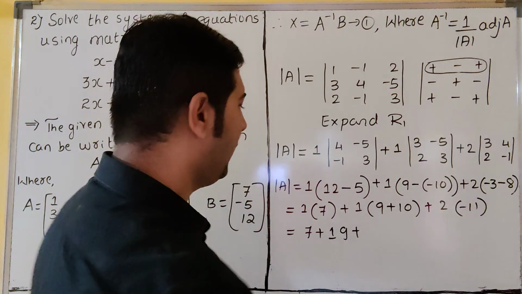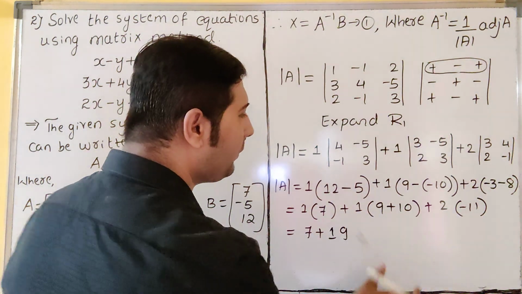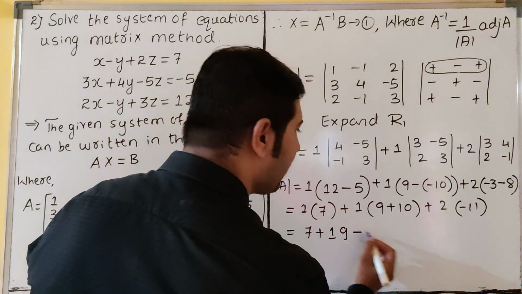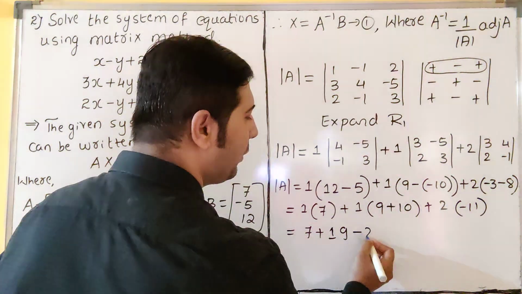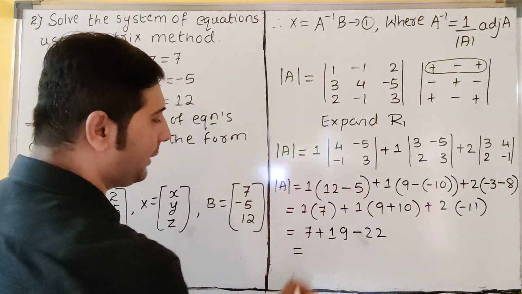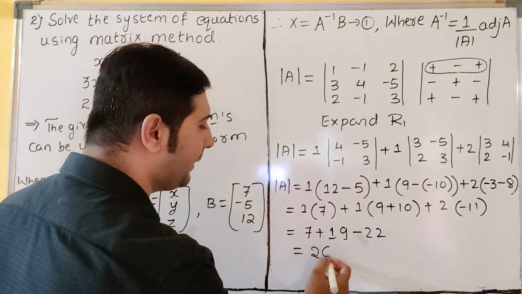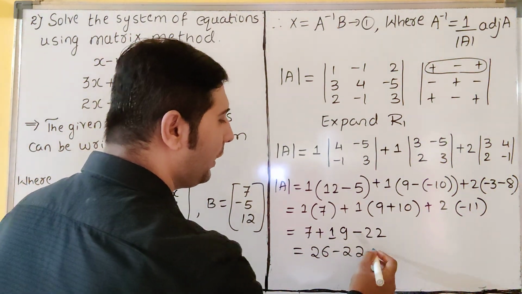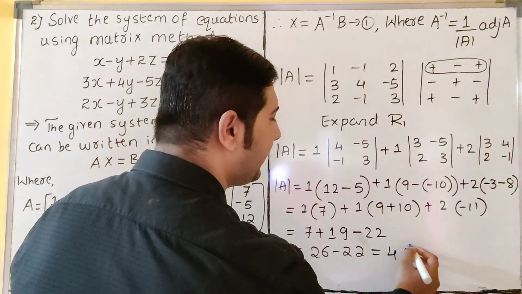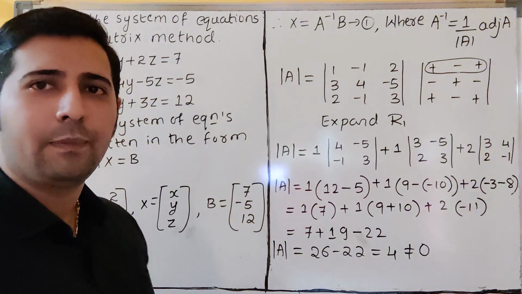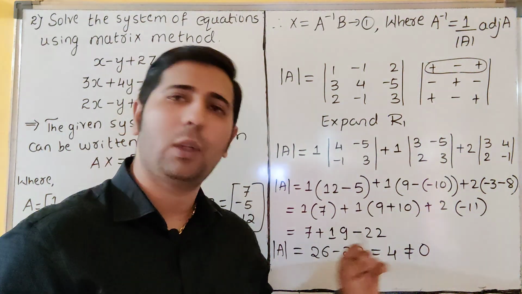So now see, plus into minus is minus, dear students. 2 into 11 is 22. So how much will you get? You see, 7 plus 19 is 26, minus 22 is equal to 4, and this is not equal to 0, dear students. Is 4 equal to 0 or what? No, no. 4 is not equal to 0.